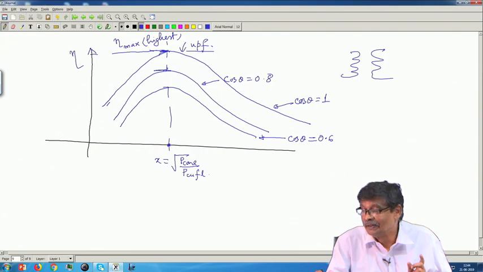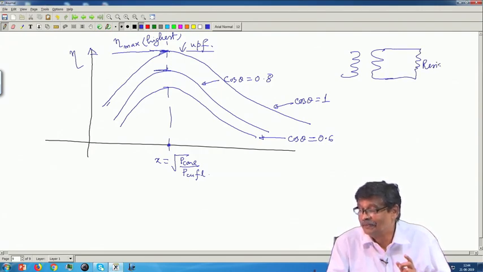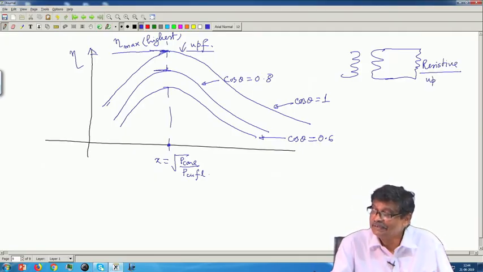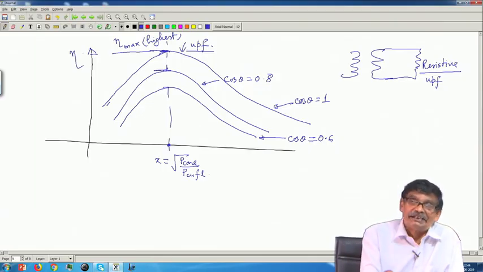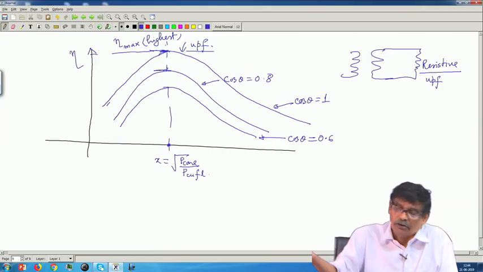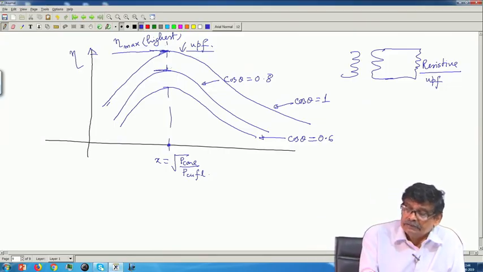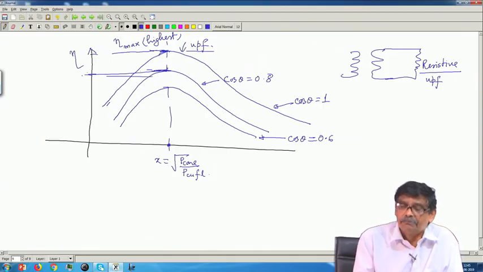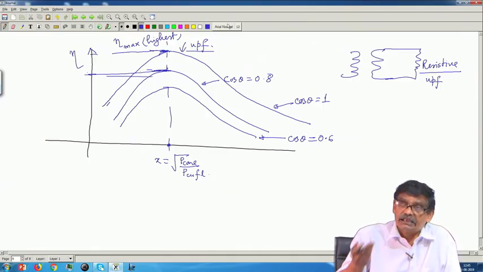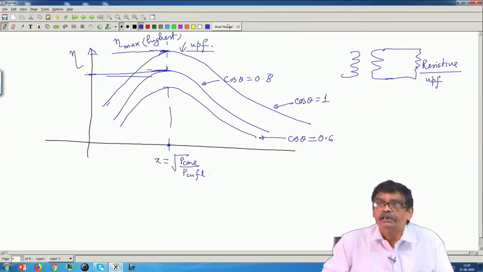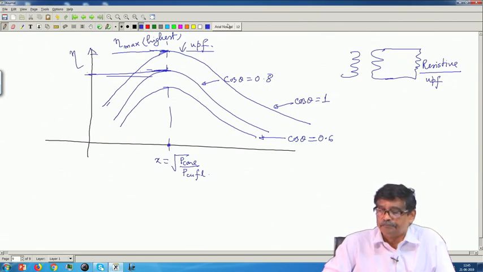So, the highest possible efficiency is when the load on the secondary of the transformer is resistive, unity power factor. Then only you will get the highest efficiency. For a given power factor, if the load power factor is 0.8, it will still give you maximum efficiency here, but that will be lesser than the maximum efficiency which is still possible if the impedance is purely resistive. That is what I want to tell.